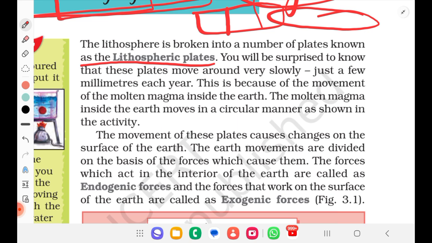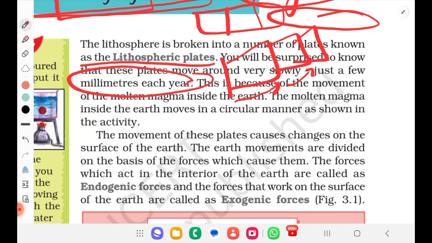You will be surprised to know that these plates move around very slowly, just a few millimeters each year. This is because of the movement of the molten magma inside the earth. The molten magma inside the earth moves in a circular manner, as shown in the activity. So now they are explaining that there are a number of plates, and these plates are not constant. They are moving very slowly. How much? Millimeters each year.